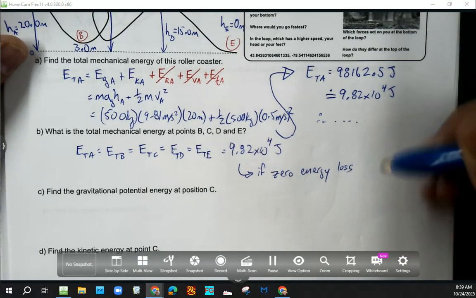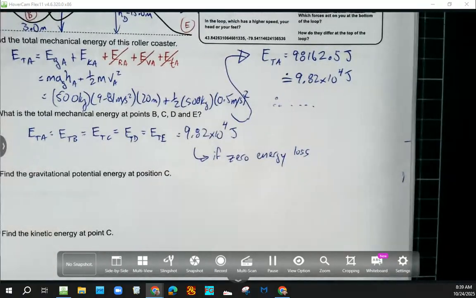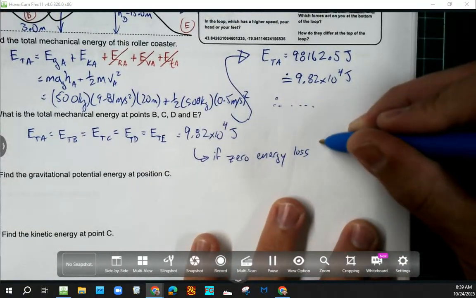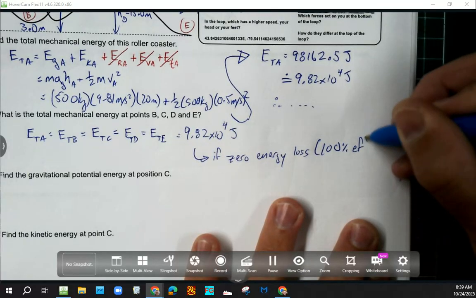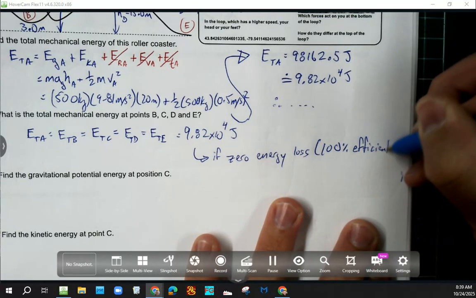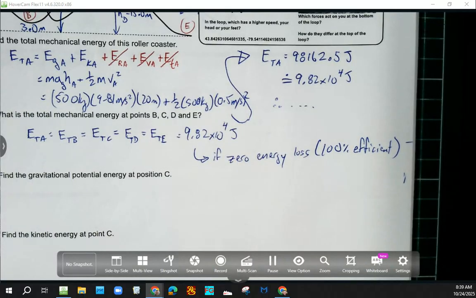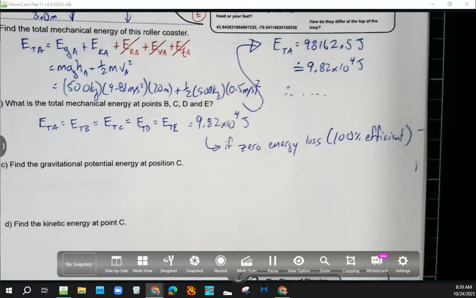And in the wild, wild world of physics, that's something that happens in a physics classroom, but never in the real world do we get 100% efficiency. There's always going to be drag. There's always going to be the vibrating track. There's always going to be a little friction in the axles, all that sort of stuff.